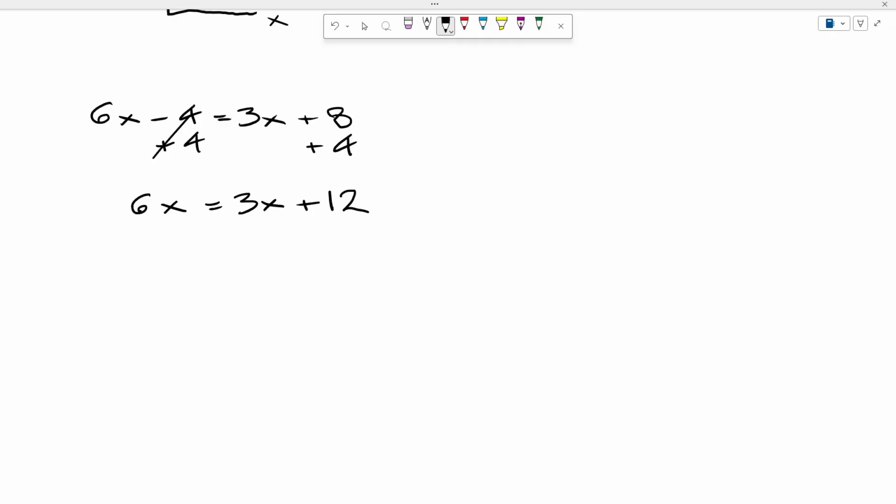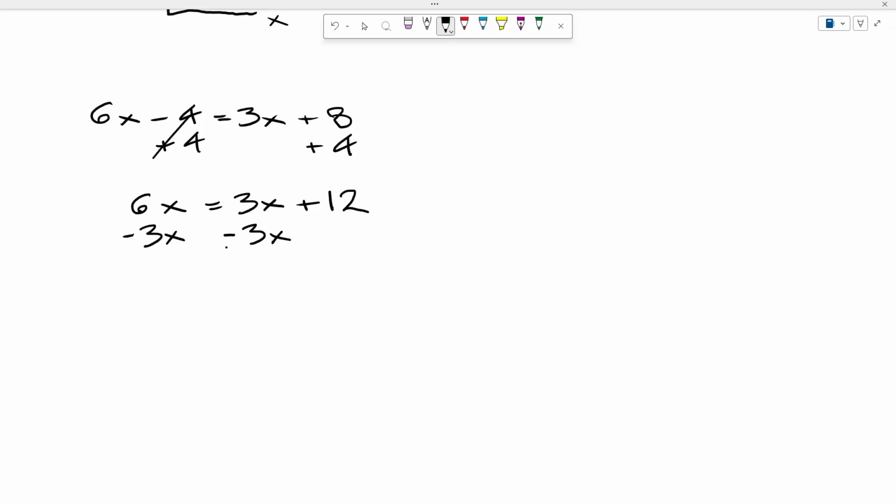And then, now that we've taken care of those without the variable, we can further combine like terms on those that have an x. So we can subtract 3x, subtract that over here.